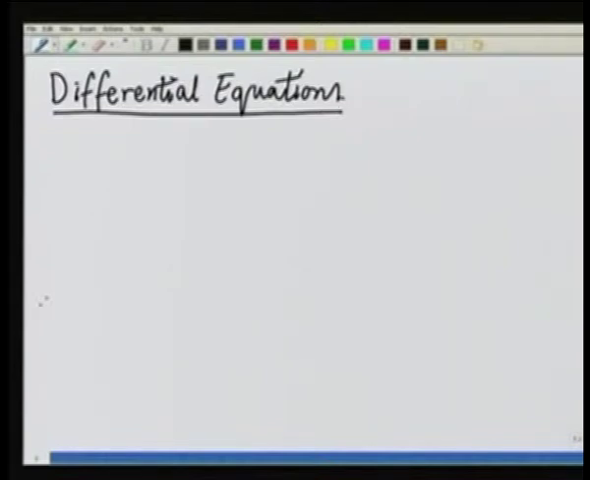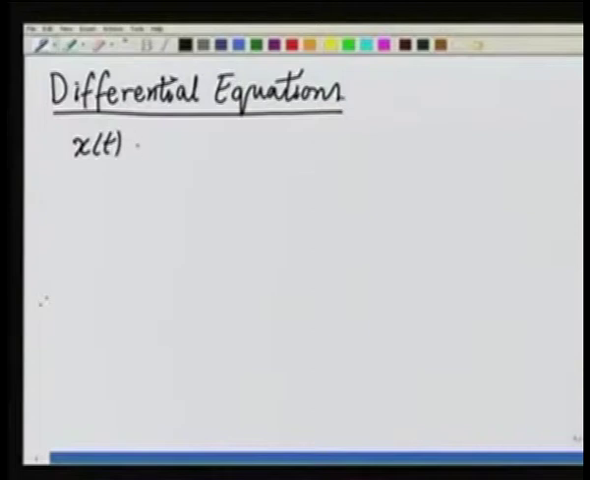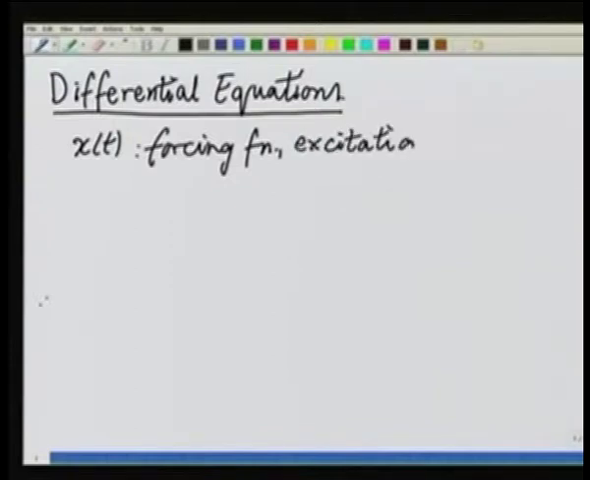A differential equation is an equation that relates two functions. In our context, they will relate two functions of time. One function x(t) will be called the forcing function, also sometimes called the excitation, and from the signal system's point of view we will call it the input. Different names for the same thing.